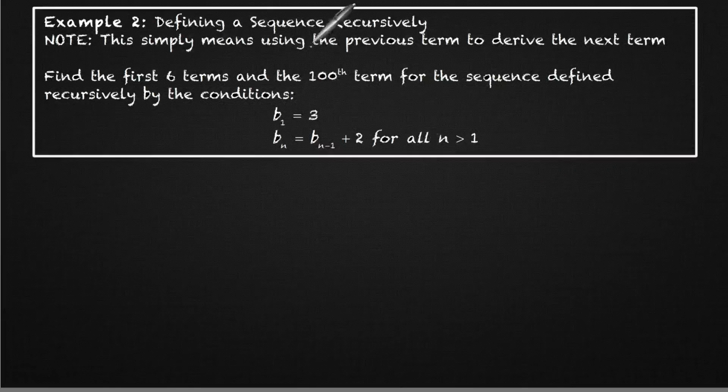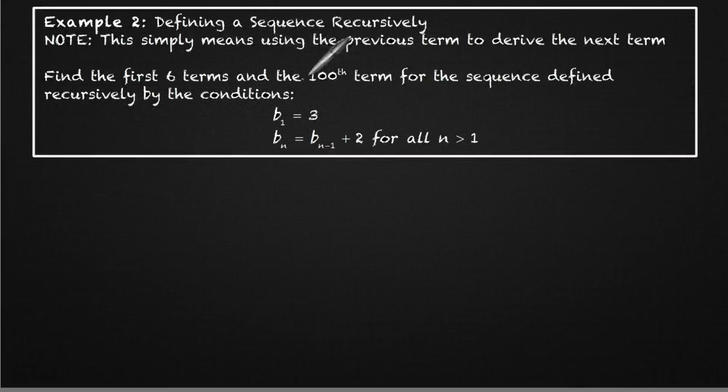But now we're going to talk about something called defining a sequence recursively. Now note, let's read this. This simply means using the previous term to derive the next term. This can be kind of confusing sometimes for students, so we want to take this slow. Essentially, what we're saying is that if you want to get the 7th term in a list of terms, you need the 6th term. If you want to get the 100th term, you will need the 99th term. So the term that you're looking for is dependent upon the term that came immediately before it.